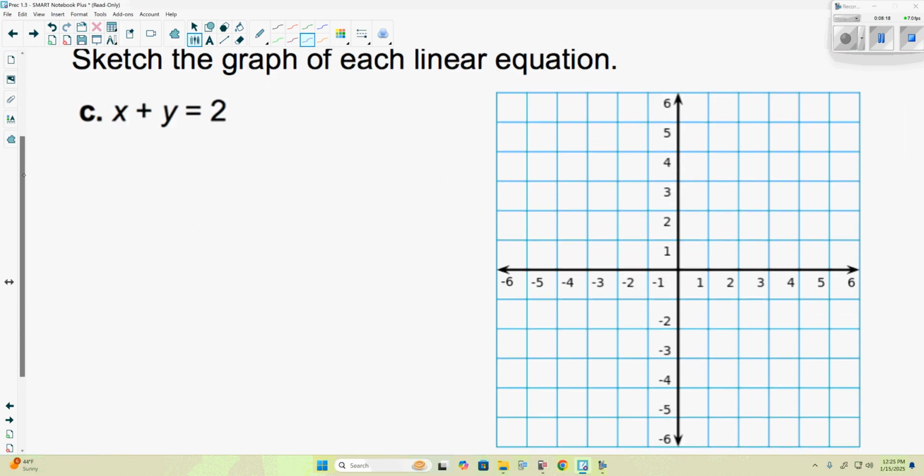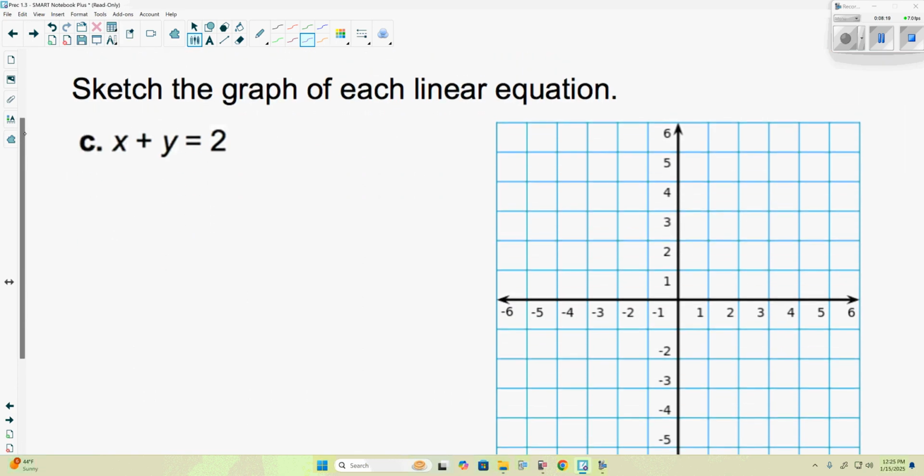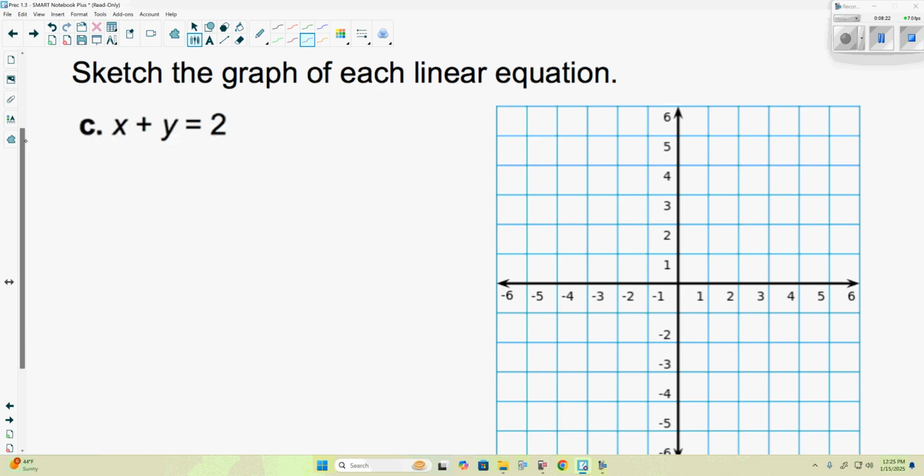Sketch the graph of x plus y equals 2. Now there's different ways we could go about this. One is rewriting this as y equals mx plus b. So to do that, we can subtract x from both sides, telling us y is equal to negative x plus 2.